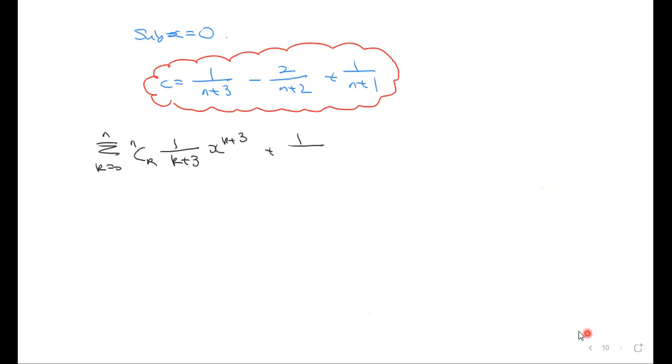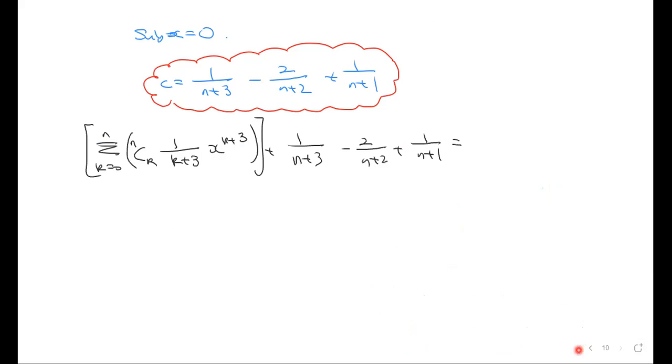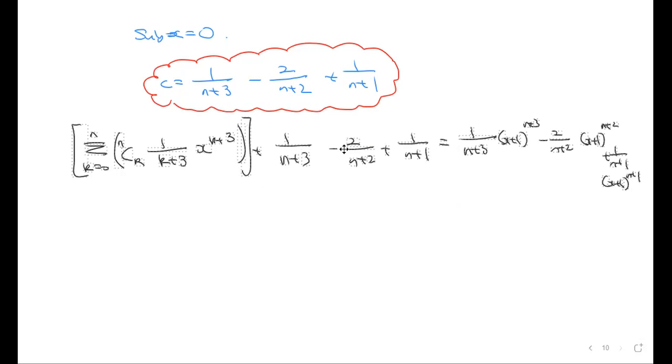Plus my c, which I'll write out in all its glory here. And that is going to equal the right-hand side, which is this thing here. So we've got 1 over n plus 3, x plus 1 to the power of n plus 3, minus 2 over n plus 2, x plus 1 to the n plus 2, plus 1 over n plus 1, times x plus 1 to the power of n plus 1. And this is now our expression. Doesn't look very nice, but certainly it will work out very nicely very shortly.